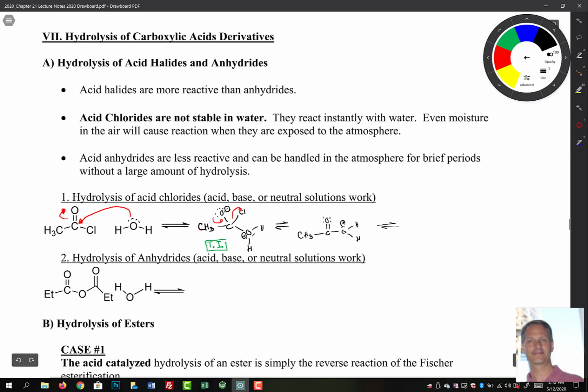Right? And then you have, in that reaction, your chloride hanging out there. So then chloride's going to come over and grab a hold of that, or we could use water here too. In the end, we end up getting our CH3 carbonyl OH there. Right, so you get your hydrolyzed acid chloride.